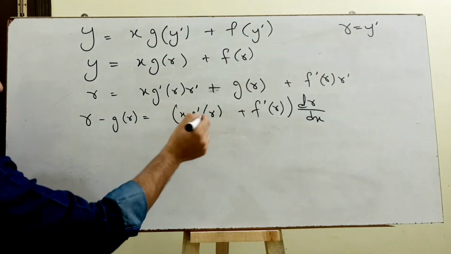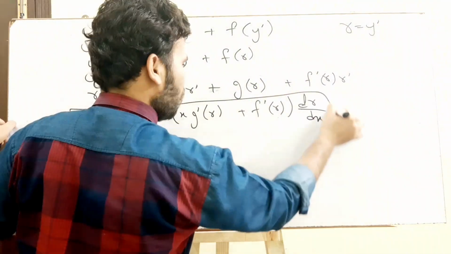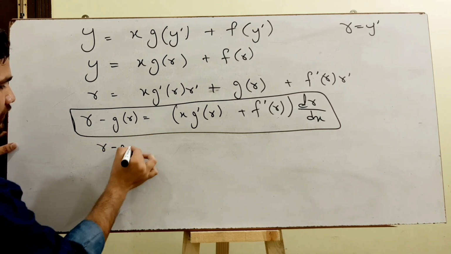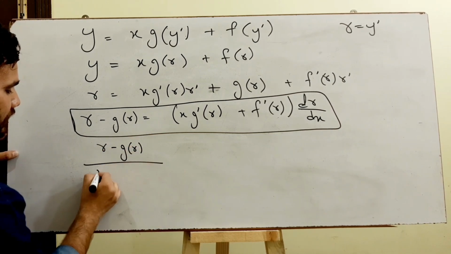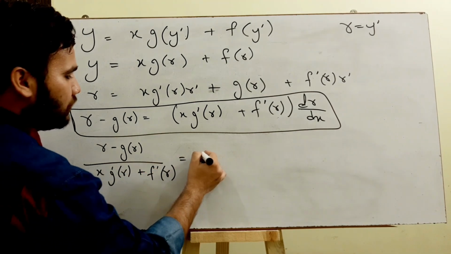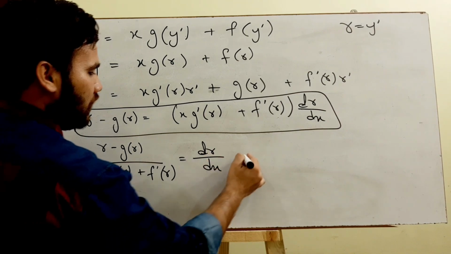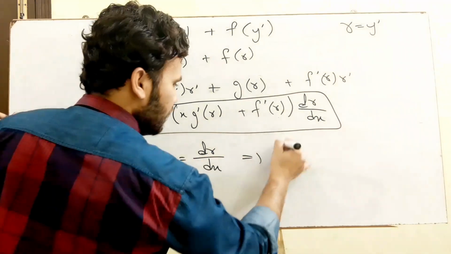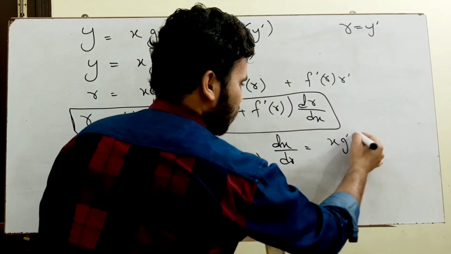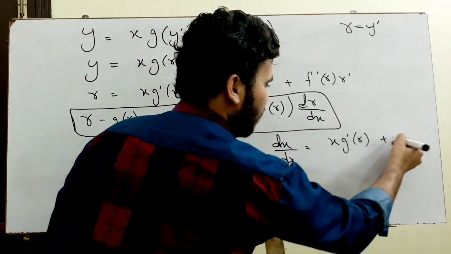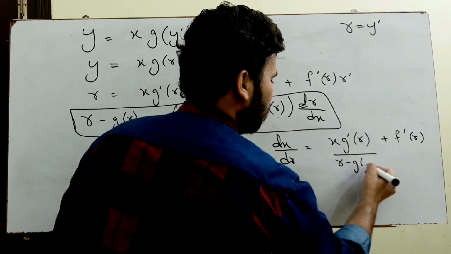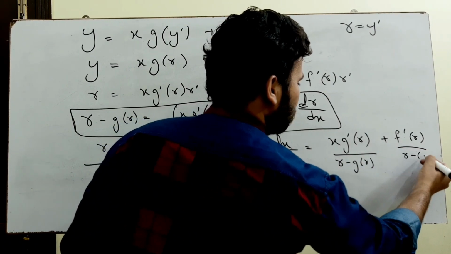We can simplify this one. Say this is equation number 1. We can simplify this one as r minus g of r divided by x g prime of r plus f prime of r equals dr by dx. If we invert this one, then this will be dx by dr equals x g prime of r plus f prime of r over r minus g of r.